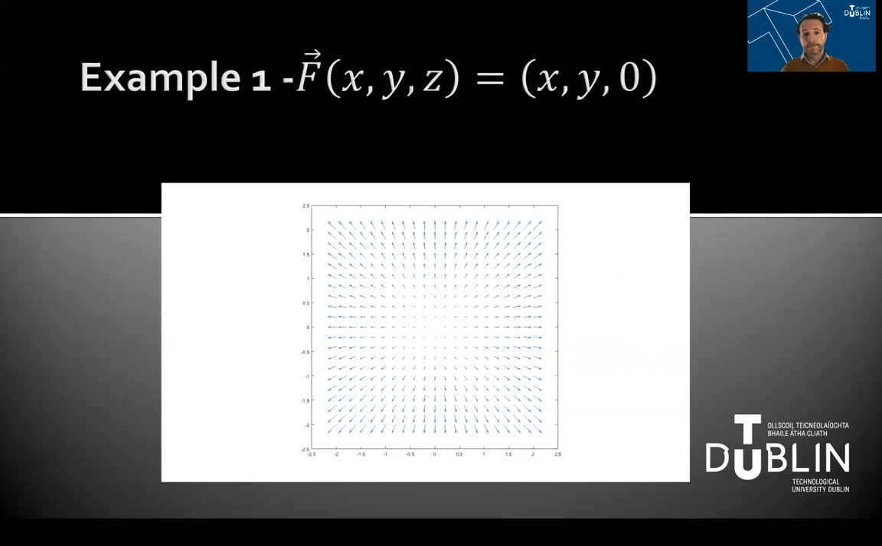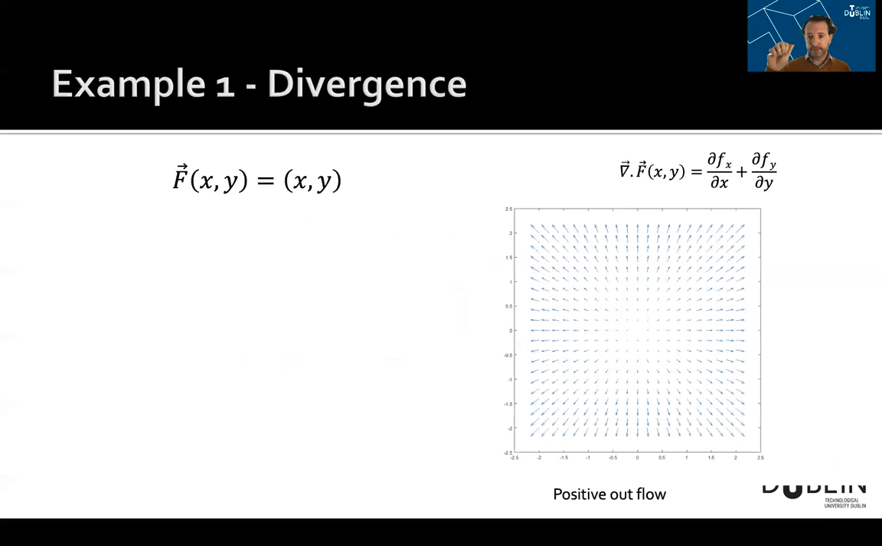In example 1, F of x, y, z is x, y, 0. We don't really care about the z part because I want to be able to plot it. This is what the plot looks like. It's expanding out like a geyser from the middle, flow expanding out. So we have our vector field, we have our formula. So let's break it down.